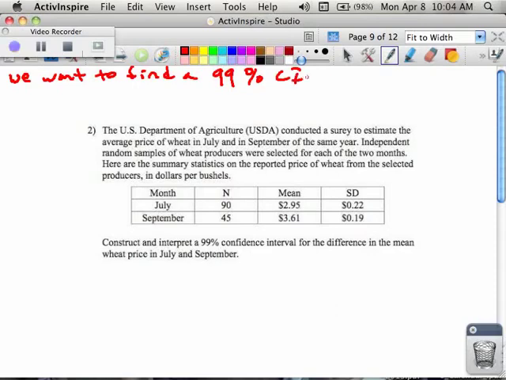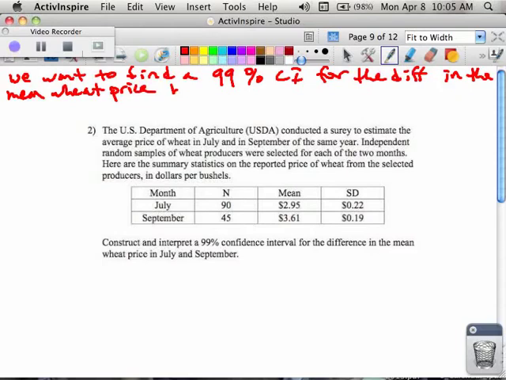confidence interval for the difference, you can say the true difference, the difference in the mean wheat price between July and September.